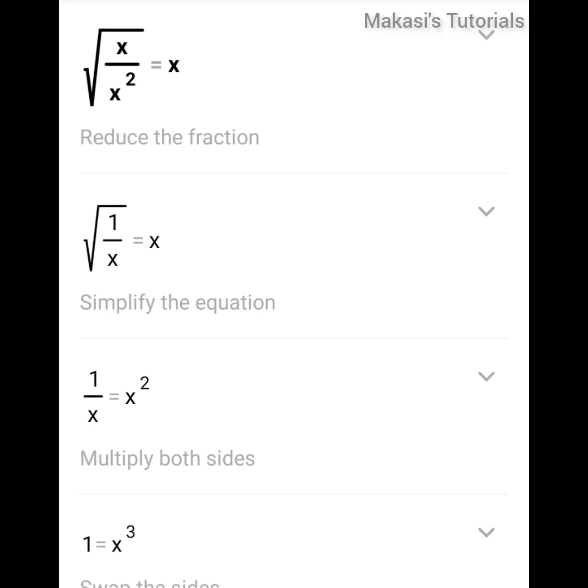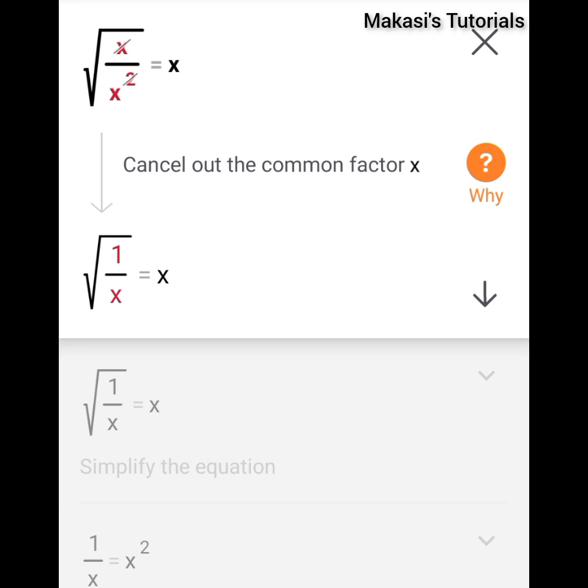The first step, we have to reduce the fraction to the square root of 1 over x equals x. How did we get that? We use x to cancel itself from the left hand side, and the same x to cancel one of the x's in x squared. So the whole thing reduces to the square root of 1 over x equals x.